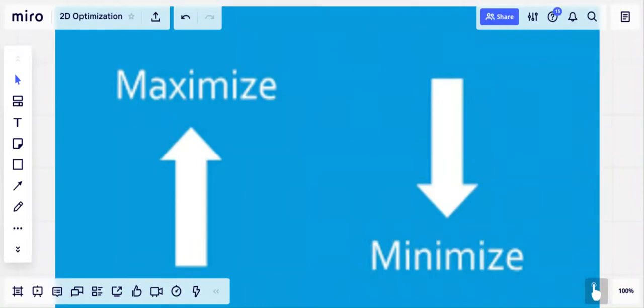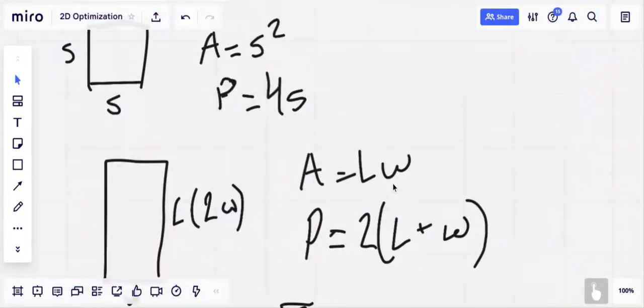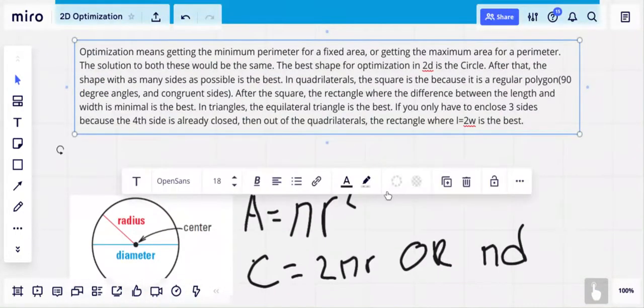Hi, welcome to Conquer the Concept, and in this video we'll be discussing two-dimensional optimization. Optimization means getting the minimum perimeter for a fixed area or getting the maximum area for a fixed perimeter. The solution to both of these criteria would be the same. The best shape for optimization in two dimensions is a circle.